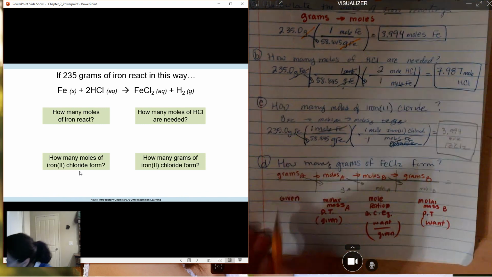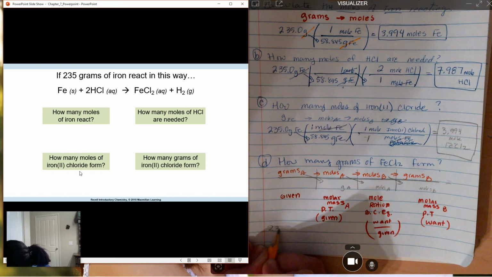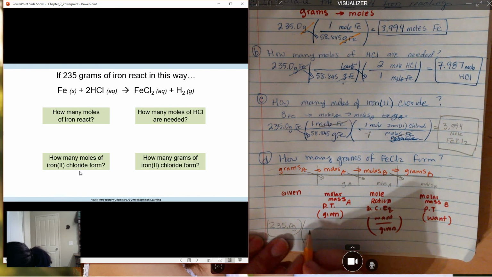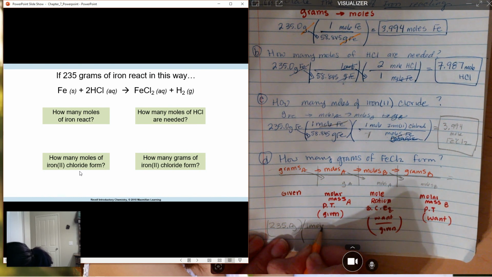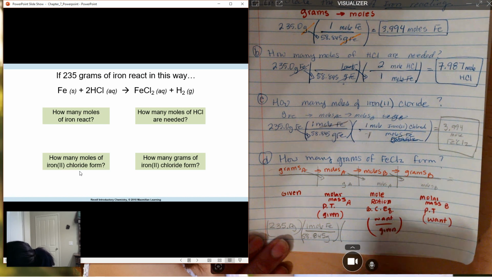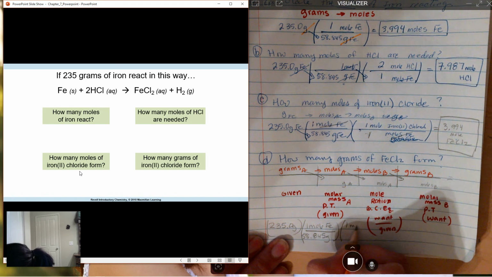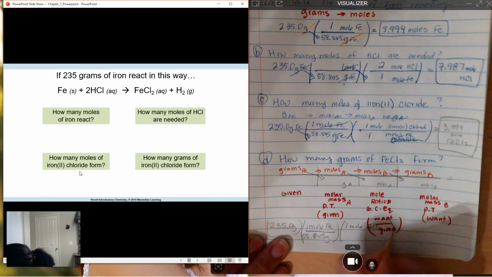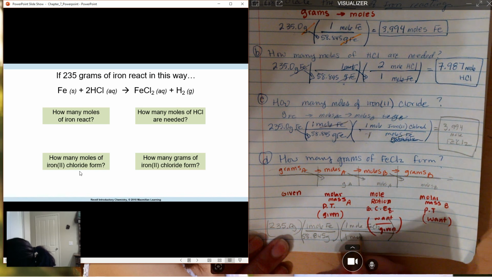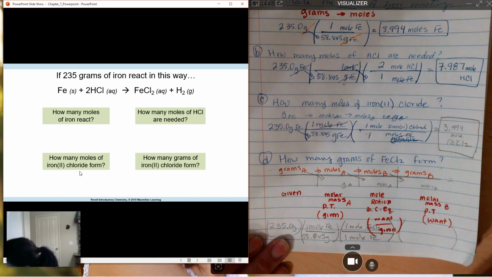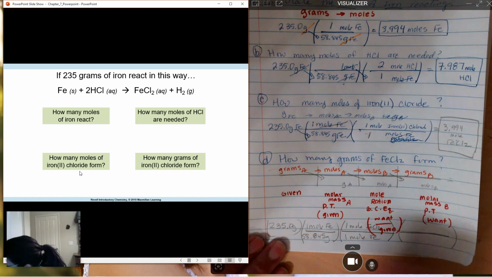So our first one, our given is 235.0 grams. The next thing we have is moles per gram. So in 1 mole of iron, there is 58.845 grams. Our mole ratio: there is 1 mole of iron chloride in 1 mole of iron. Our next step is the molar mass of iron 2 chloride. So we have to figure that out.